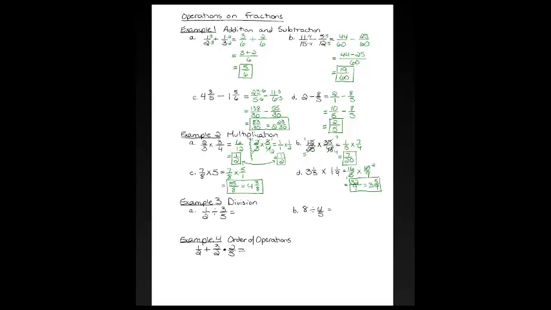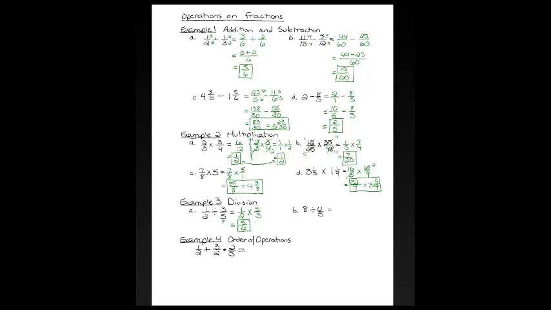Now in example 3, we are dividing fractions. When dividing fractions, the key is you want to take the second fraction in the problem and change it to its reciprocal. So here in part A, we have 1/2 divided by 3/5. The reciprocal of 3/5 is 5/3. So we have 1/2 times 5/3. Now we can multiply straight across. 1 times 5 is 5. 2 times 3 is 6. So the answer is 5/6.